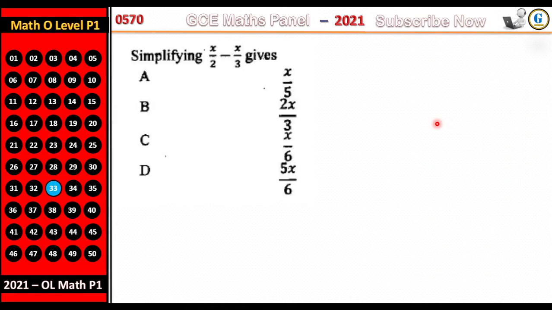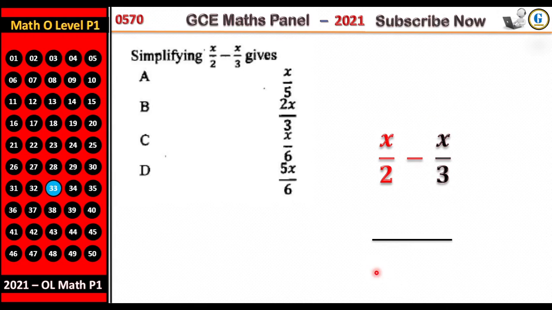Simplifying x over 2 minus x on 3 gives, just look for the LCM, which is 6. We have x over 2 minus x on 3, and we look for the LCM down here, which is 6. 6 divided by 2 gives us 3 times x, 3x. And 6 divided by 3 gives us 2 times x, 2x. So that gives us x on 6. Our key is C.